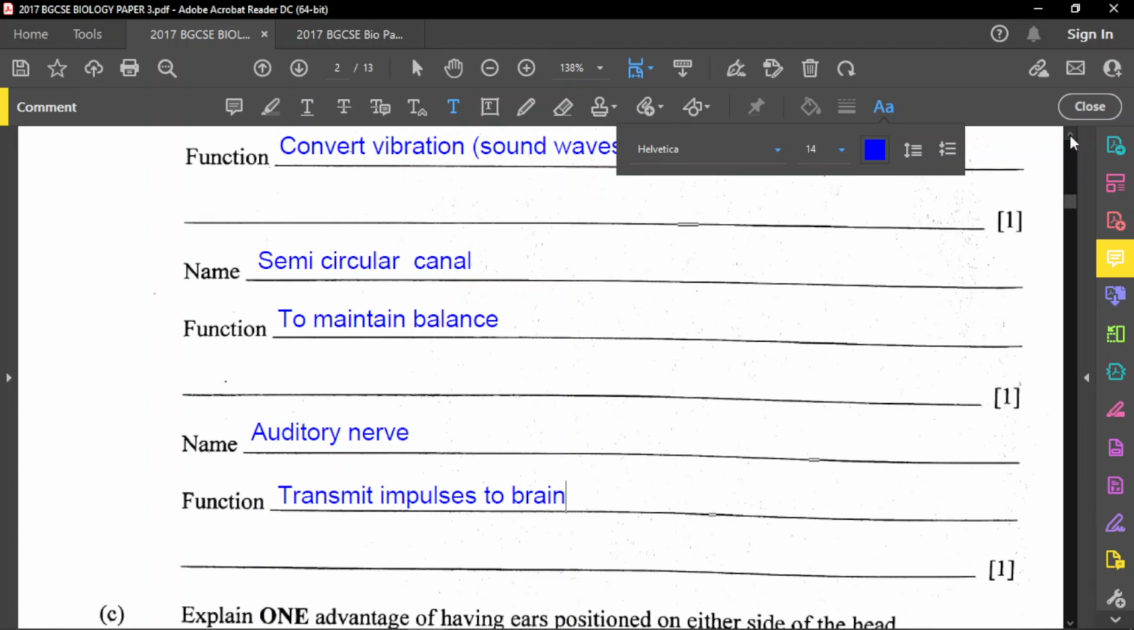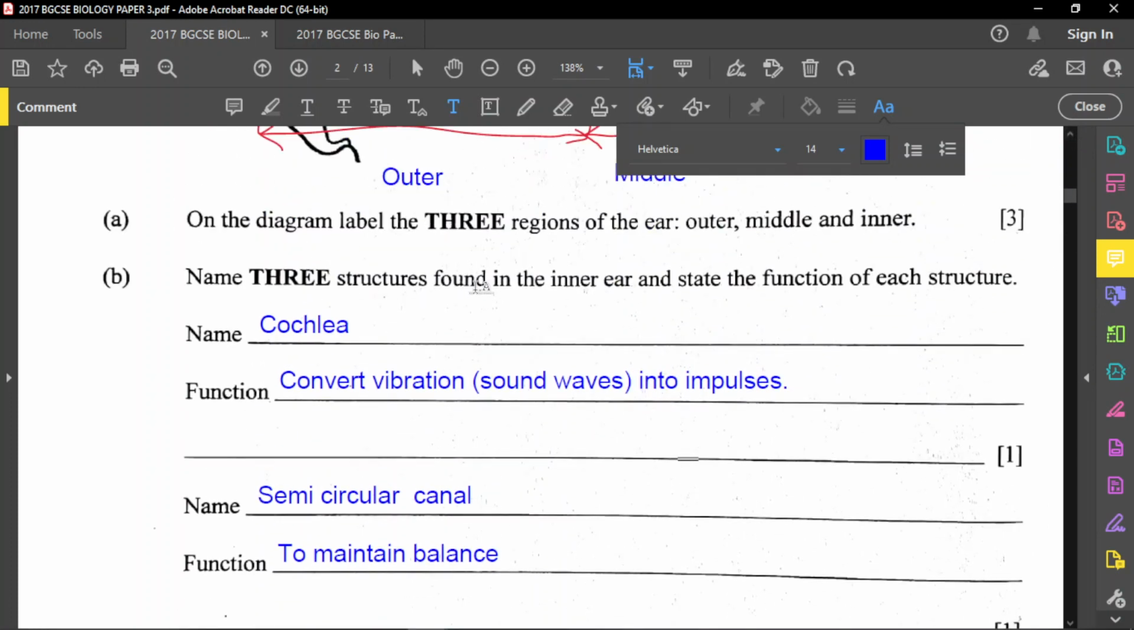I'm going to go back to the question. Let me tell you why I put this there. It says name 3 structures found in the inner ear, and say the function of each. So it didn't say structure of the ear itself, but structures that are found there, and those are the 3 major structures there as well.